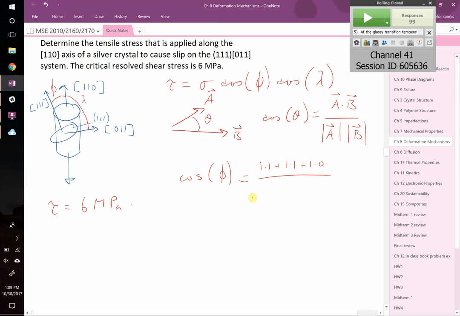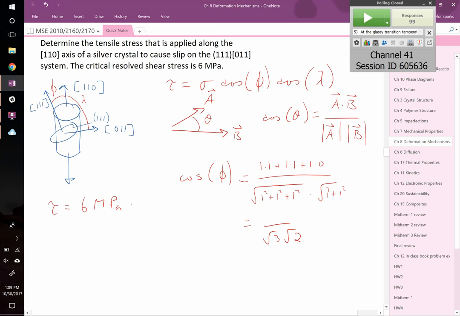We're then going to divide this by the length of 111. So that's 1 squared plus 1 squared plus 1 squared, so square root of 3. And then this other one is just going to be square root of 2, 1 squared plus 1 squared. So this whole thing is going to be 2 over root 3 root 2. Okay? We all agree on that much?